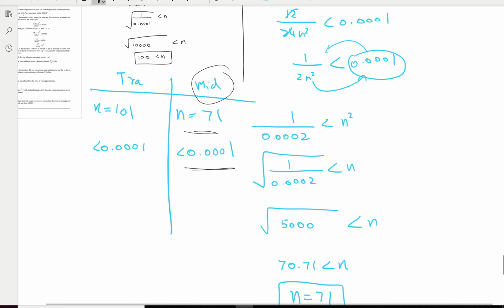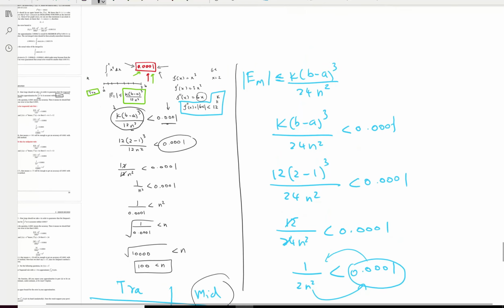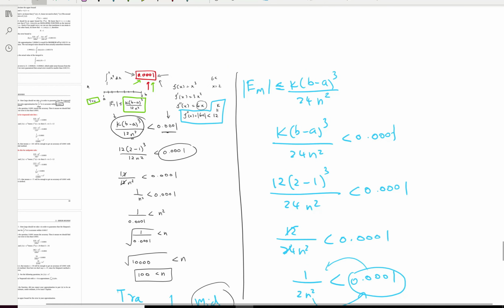So you can quickly get the accuracy. Now this is important if you are doing this on a computer. You can save time, you can save computing effort, right? Because you need fewer subintervals with the midpoint rule than the trapezoidal rule. Okay, so this is the special type of problem I wanted to solve in approximate integration methods.